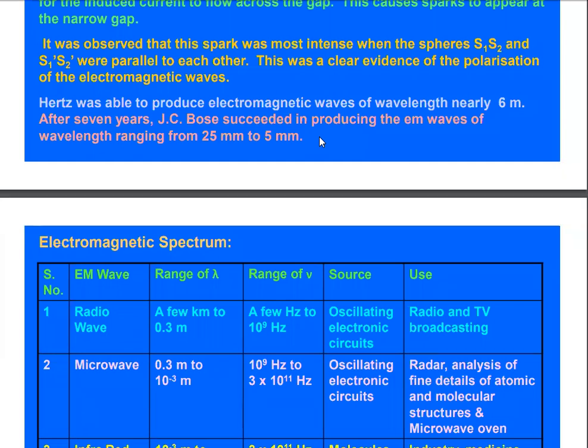was there at that time. Because of this, production of electromagnetic wave of wavelength ranging 25 mm to 5 mm.